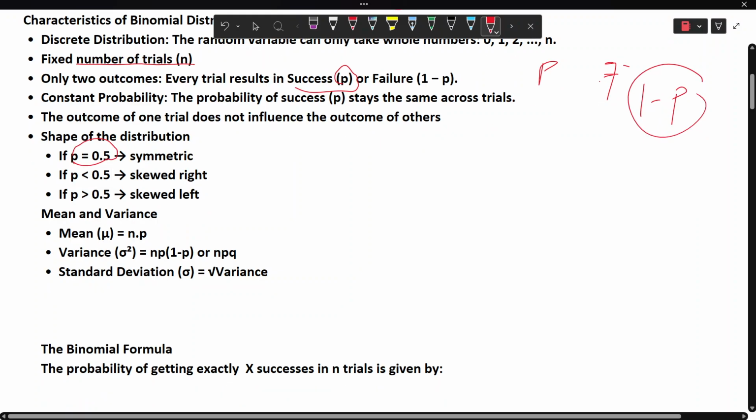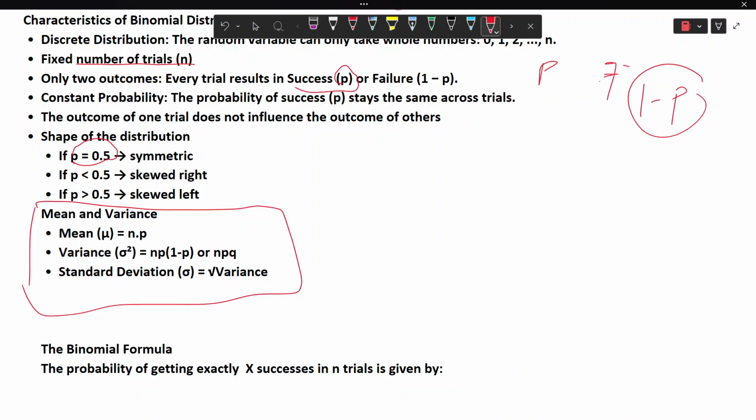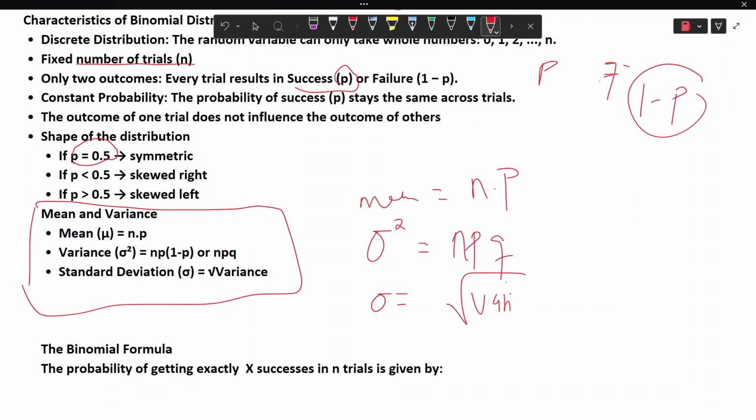Also, one thing you need to note under the binomial distribution is this. To find the mean, it is given by the fixed number of trials, that's your n, multiplied by the probability of success. And the variance is also given by npq, where your q is 1 minus p. And basically the standard deviation is the square root of the variance. And the variance is given by npq.